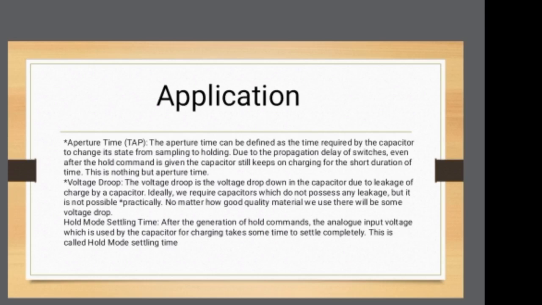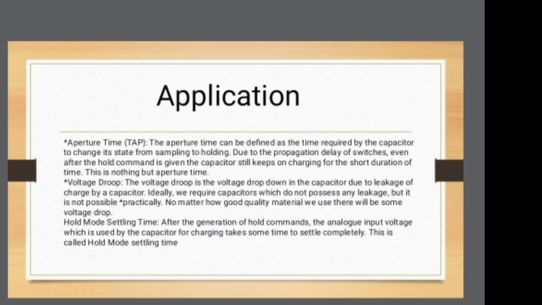Voltage drop. The voltage drop is the voltage drop in the capacitor due to leakage of charge by the capacitor. We require a capacitor which does not have any leakage, but it is not possible practically. No matter how good quality material we use, there will be some voltage drop.